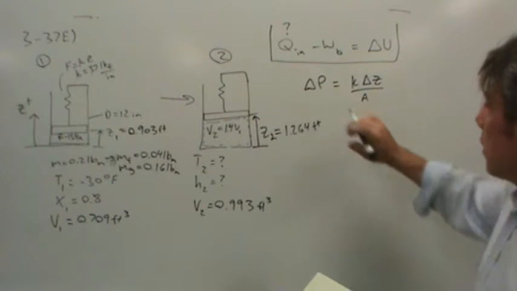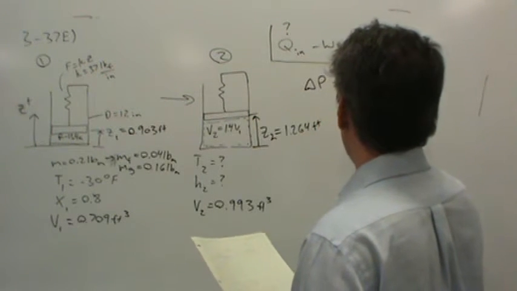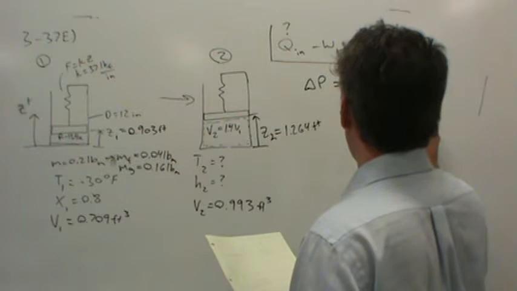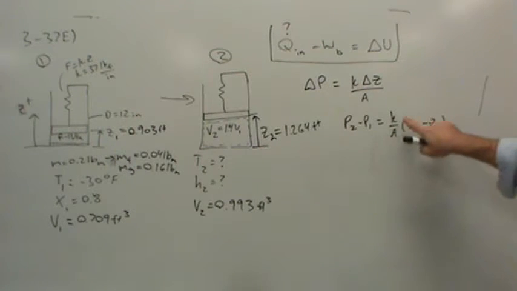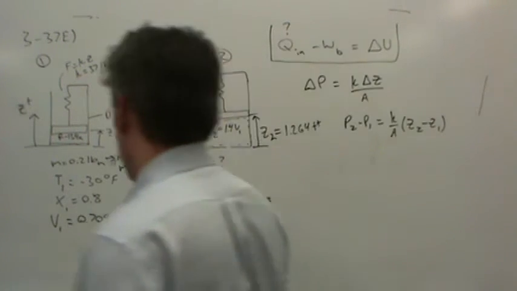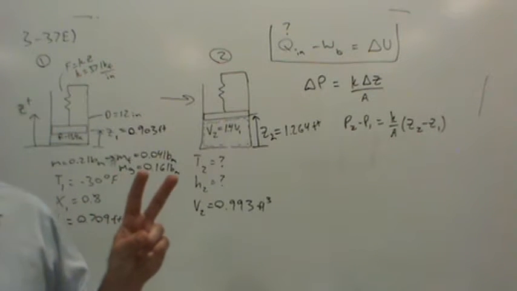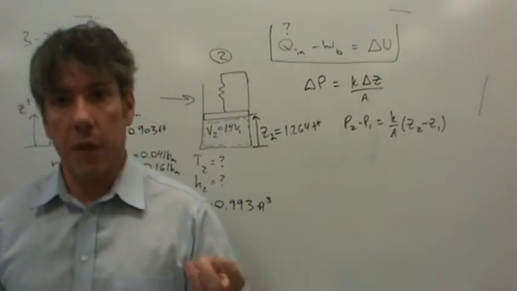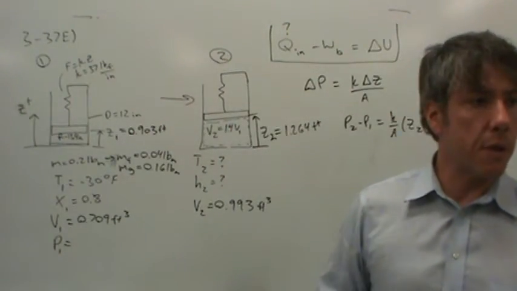Now let's expand these deltas. The deltas just are a difference. So P2 minus P1 equals K over A times Z2 less Z1. Now we have Z2 and Z1, we have K, we have A, so I think we could solve for the change in pressure. In fact, the pressure in state 1 is another property that we could simply look up. We've already looked up two properties in state 1. What were those two properties? We looked up the specific volume of saturated liquid and vapor, right. So we could have just read off the pressure at the same time because it's just the saturation pressure.